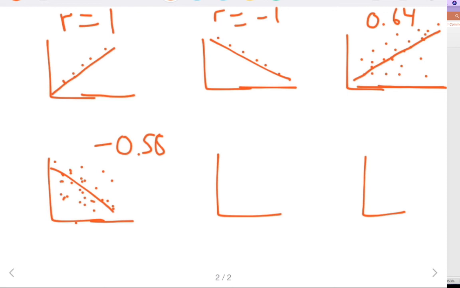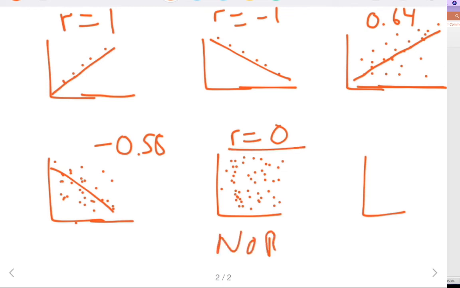Next thing you know, say if we have values that are just plotted all over the place and it's actually really hard to draw a best fit line. Well, in this case, our R would be equal to 0, right? And an R value of 0 means no relationship at all.